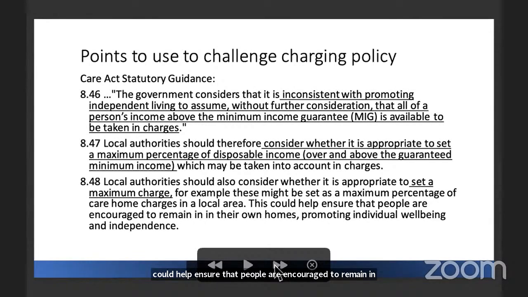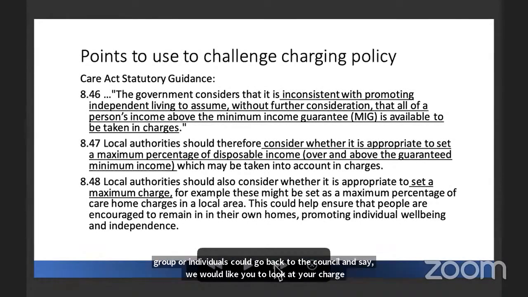So those are 3 points that a campaign group or individuals could go back to the council and say, we would like you to look at your charging policy. And I think there's going to be more about that after the break.